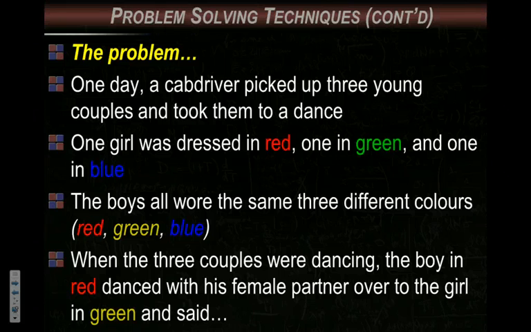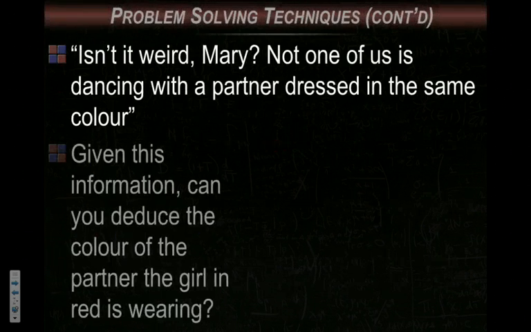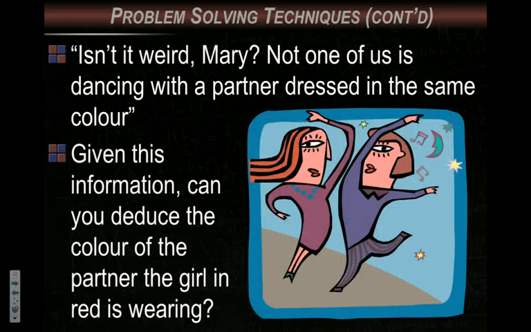Simple problem. One day, a cab driver picks up 3 couples and takes them to a dance. One girl's dressed in red, one in green, and one in blue. The boys all wore the same different colors, red, green, and blue. The three couples are dancing, and the boy in red dances with his partner over to the girl in green and says, "Hey, isn't it weird, Mary? Not one of us is dancing with a partner dressed in the same color." Problem. What is the color of the partner of the girl in red?